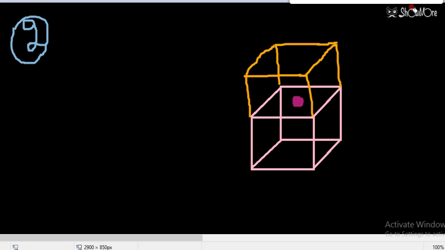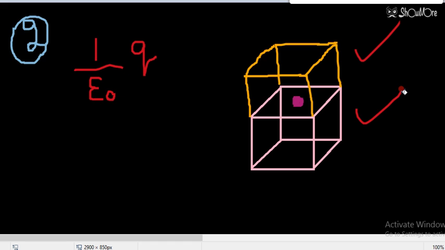So when this charge is enclosed, the electric flux coming out of this complete cube will be 1 by epsilon naught times the total charge enclosed, that is Q. So this is the total flux coming. But how many cubes are there? This is cube number 1, this is cube number 2. So 2 cubes are required now. But in the question he has given only 1 cube.